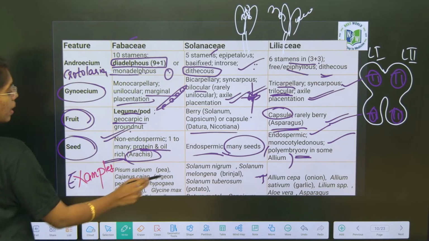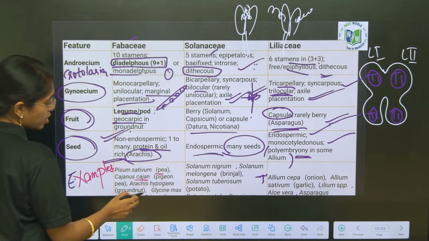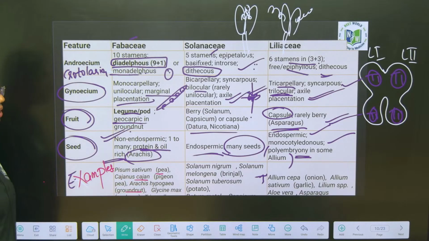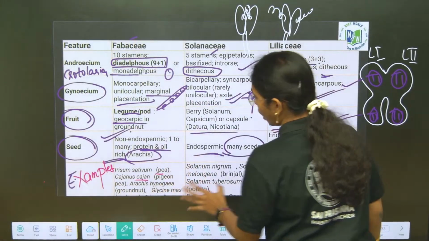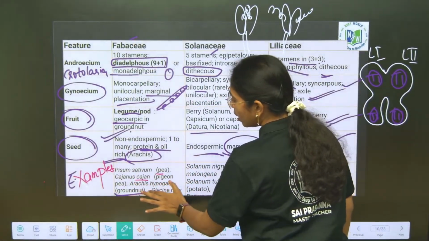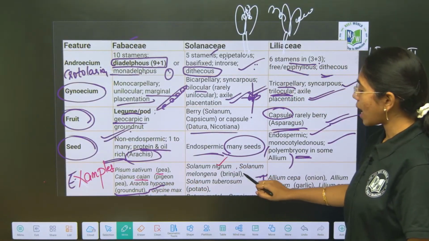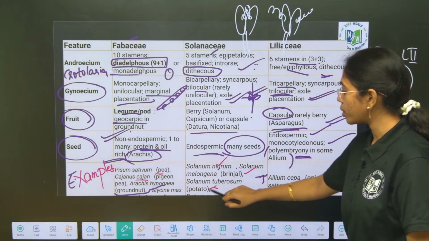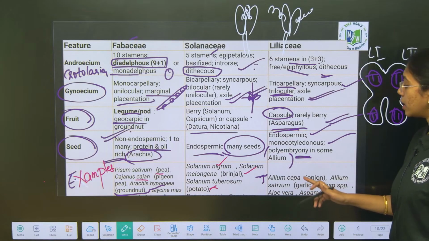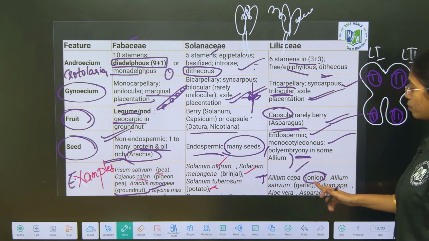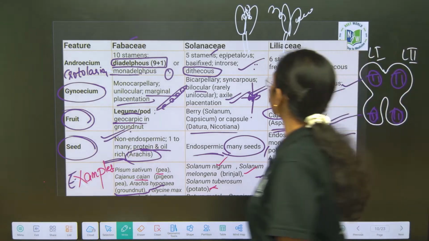Examples, here you can see Pisum sativum, pigeon pea Cajanus cajan, Arachis hypogaea, groundnut. Another set of examples are there. I will deliver this in short, this is not available in the slide as of now because of configuration. Till here you remember. Next set you will get it in short. Here you see Solanum nigrum, Solanum melongena, brinjal, Solanum tuberosum, potato, and tobacco. As such, many plants will be there. Next is Liliaceae: Allium cepa, onion, Allium sativum, garlic, asparagus, aloe vera. These are the examples of Liliaceae.